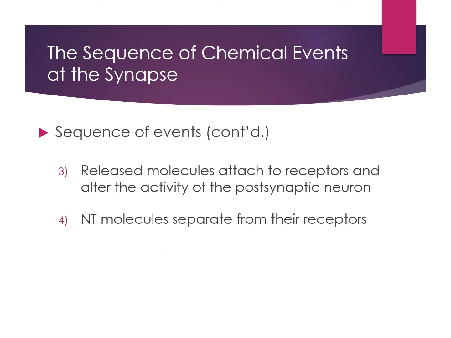Those released molecules, those neurotransmitters, attach to receptors on the postsynaptic neuron, and alter the activity of the postsynaptic neuron. And remember, this can be excitatory, this can be inhibitory, depending on the neurotransmitter and the area of the brain and all of that. So it's altering the activity and altering the likelihood that that postsynaptic neuron will fire. That then, number 4, the neurotransmitter molecules separate from their receptors.